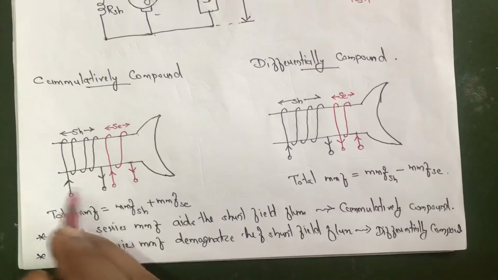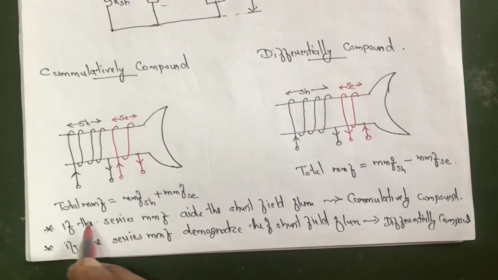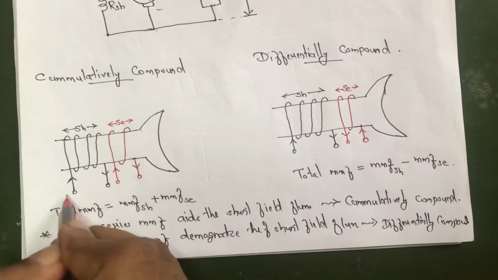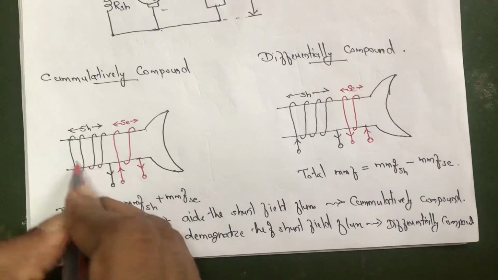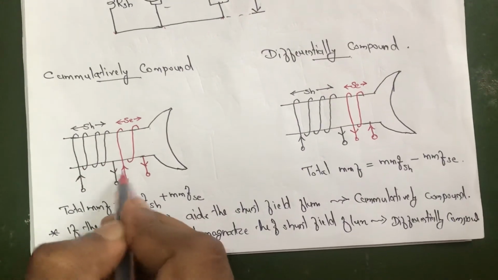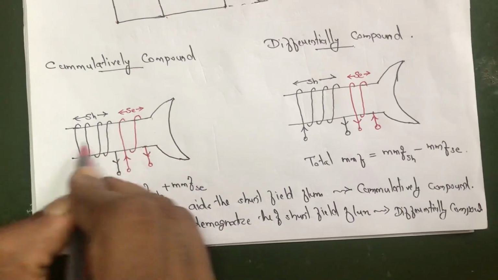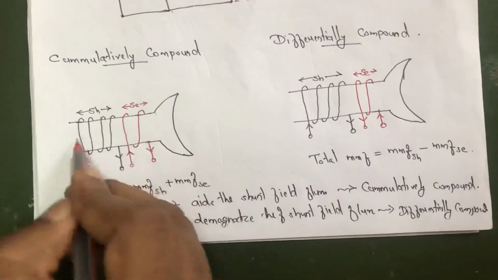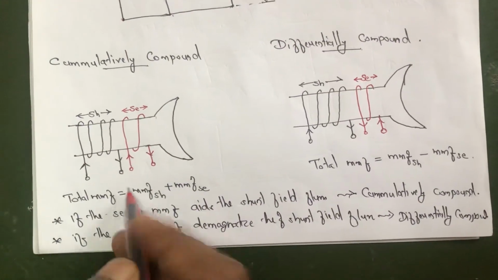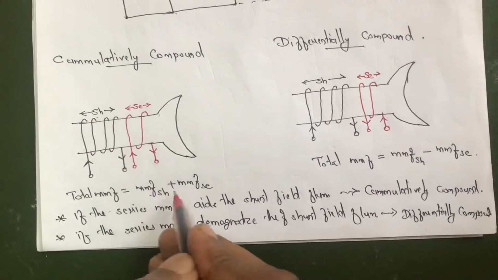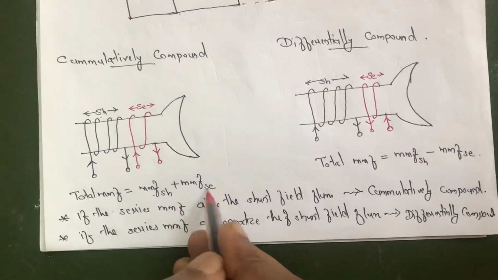Here let us see the cumulatively compound DC generator. See, the current direction is the same. Here the current is entering from this side and leaving, and in the series winding also the current is entering and leaving in the same direction. So the total flux produced will be equal to the flux produced by the shunt field winding plus the flux produced by the series field winding.